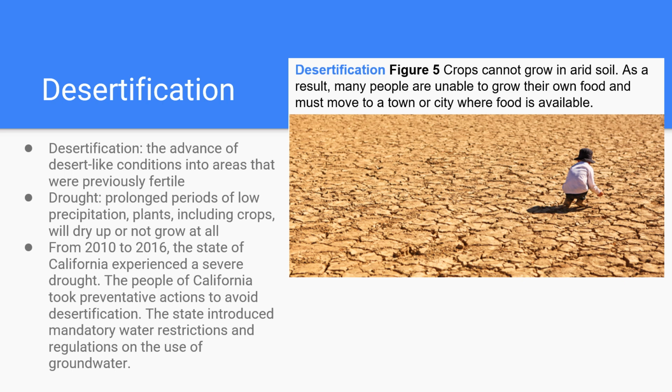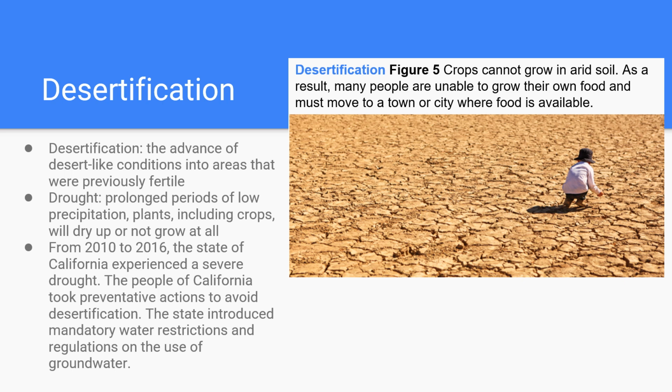Desertification. Desertification is the advance of desert-like conditions into areas that were previously fertile. A drought is a prolonged period of low precipitation where plants, including crops, will dry up or not grow at all. From 2010 to 2016, the state of California experienced a severe drought. The people of California took preventative actions to avoid desertification. The state introduced mandatory water restrictions and regulations on the use of groundwater.